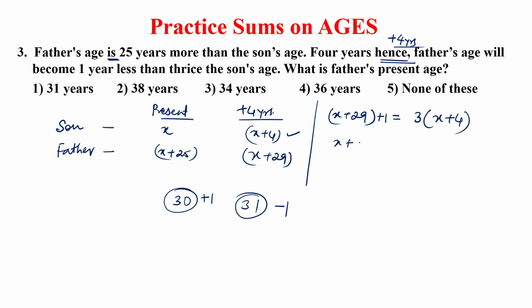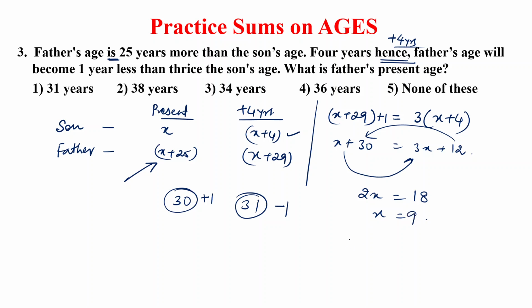So this will become x plus 30, and that will be equal to 3x plus 12, my dear friends. So what will happen? This x will go this side and 12 will come this side. That means 2x. 2x is going to be 30 minus 12, which is 18, isn't it? What we have to find out is father's age. Father's age is x plus 25. That means x is required, x is equal to 9, and x plus 25 is the father's age, which is 9 plus 25, which is 34 years old. So option C is the right answer. Hope you people have got this.